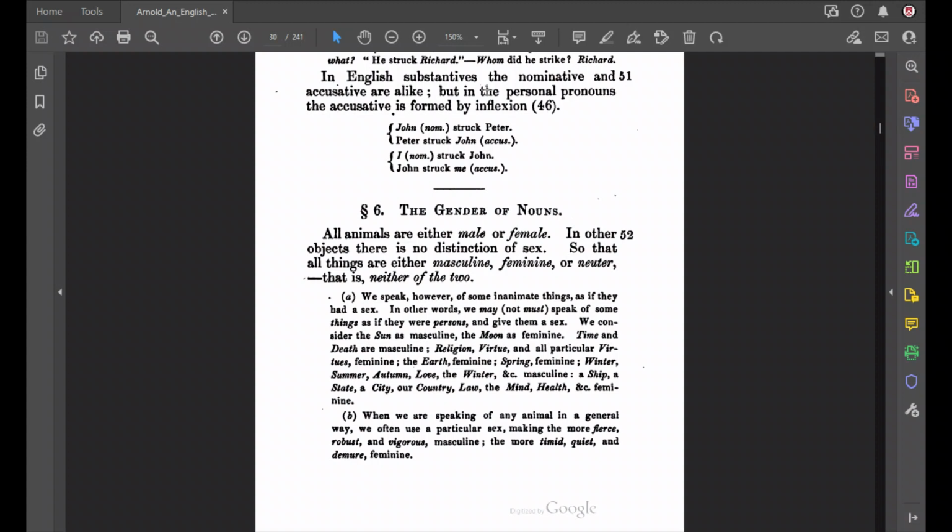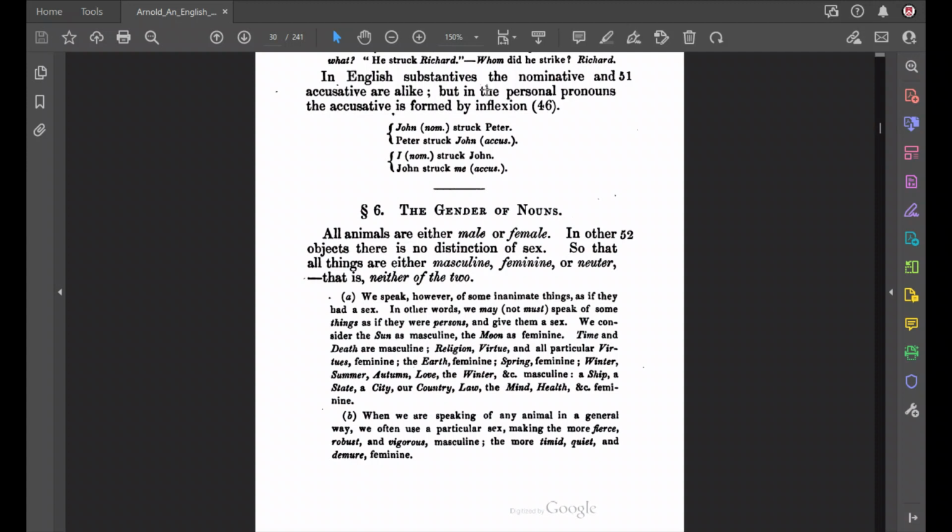Time and death are considered masculine. If an artist creates a picture or image of death, usually death is presented as a man coming to take a soul away. Death is presented as a man. Time is presented as being masculine. We refer to time as Father Time. Time and death are considered masculine.